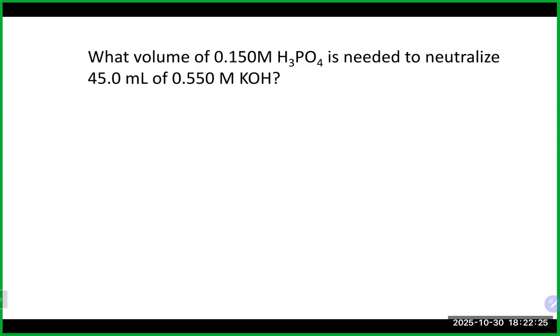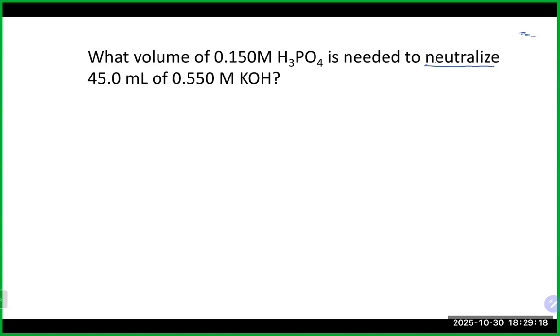All right, one more here. Maybe what is the volume of 0.15 molar phosphoric acid that's needed to neutralize 45 milliliters of 0.55 molar KOH? So let's take a look again. We're basically doing a titration problem. Sometimes they'll come straight out and say titration, but they'll say neutralize or something like that. It's basically a titration problem.